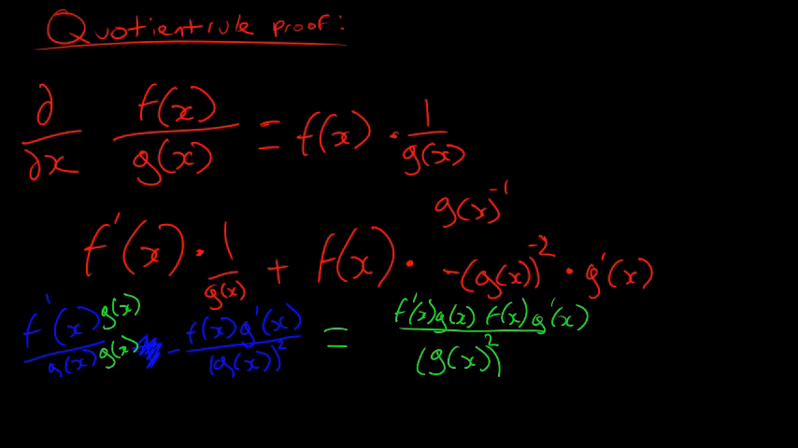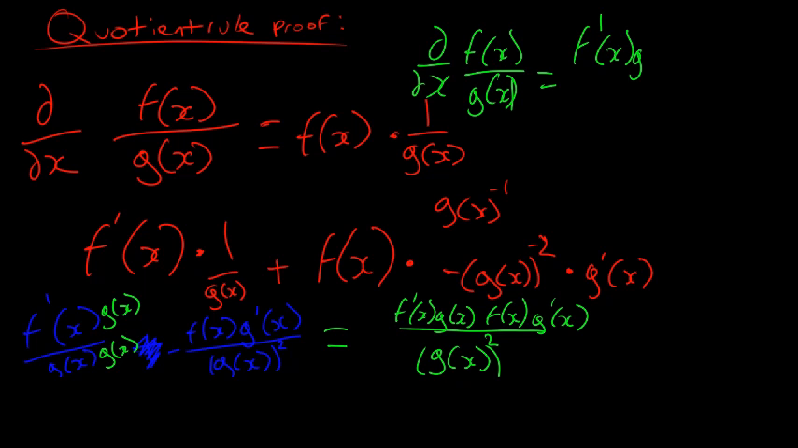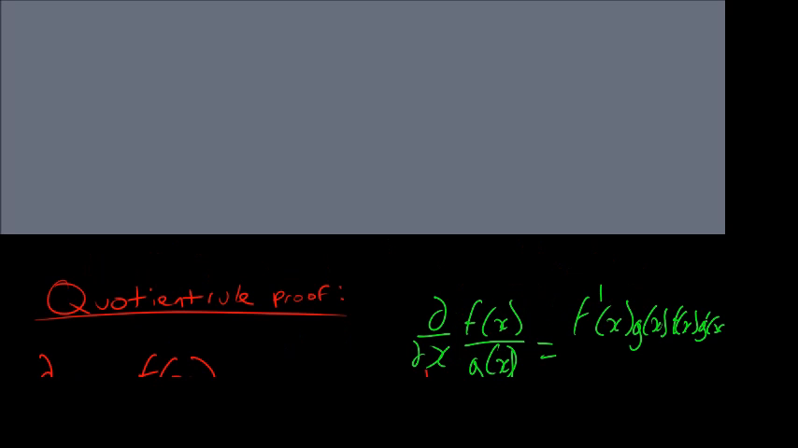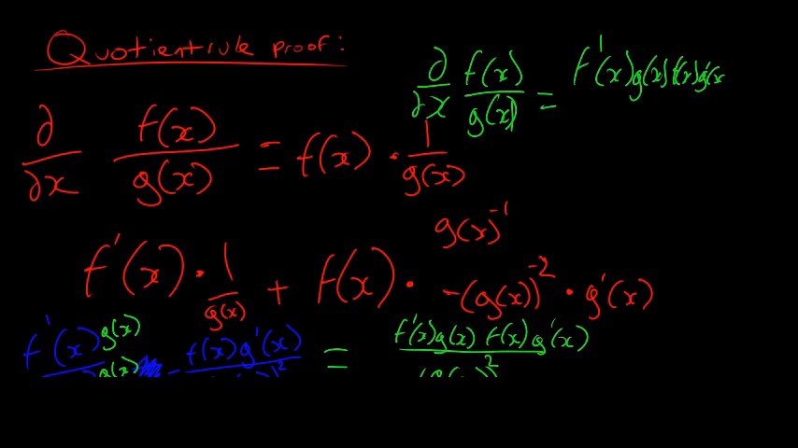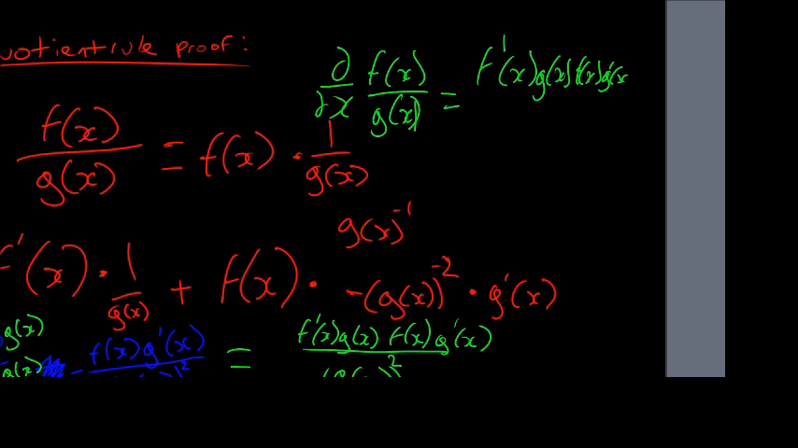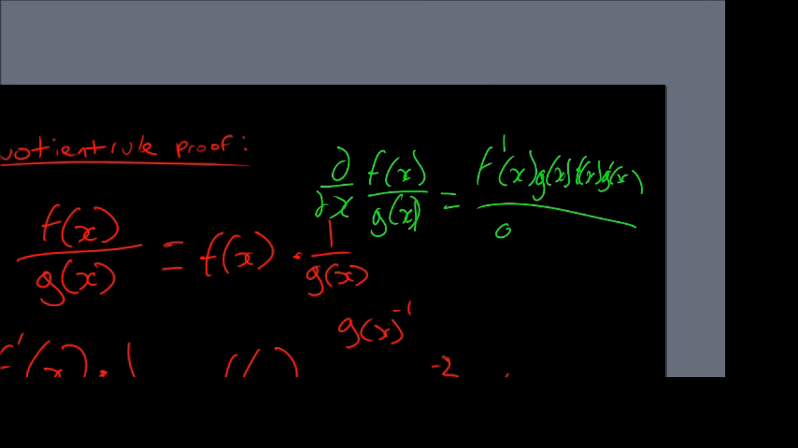So here we have the quotient rule, where the derivative d over dx of f of x over g of x equals f prime of x g of x minus f of x g prime of x, all over g of x squared.